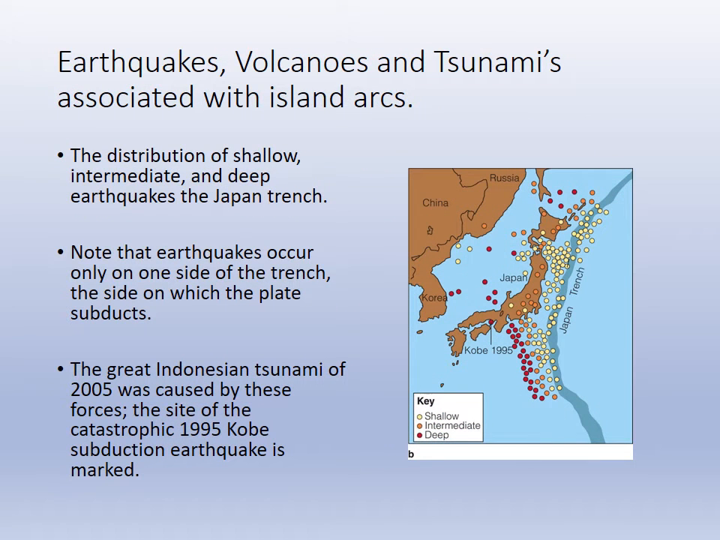So, three types of earthquakes are associated with subduction. The deep earthquakes, where the trench is the deepest point of the earth. The Mariana Trench is the deepest trench on the planet, off the coast of the Philippines. You have shallow earthquakes on the island arc, and then in between the island arc and the trench, you have mid-level earthquakes.